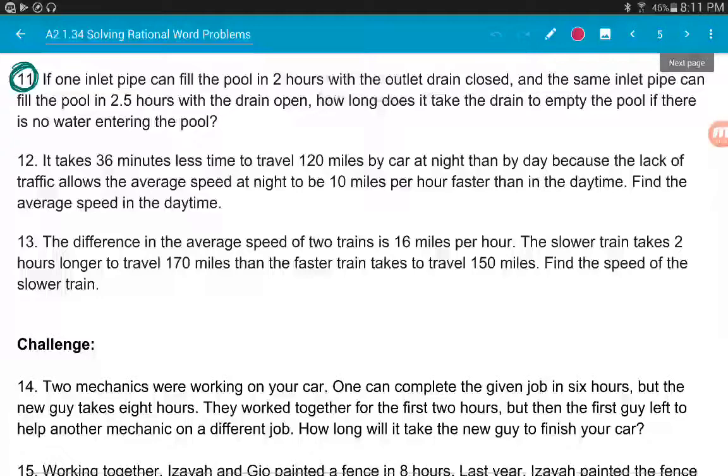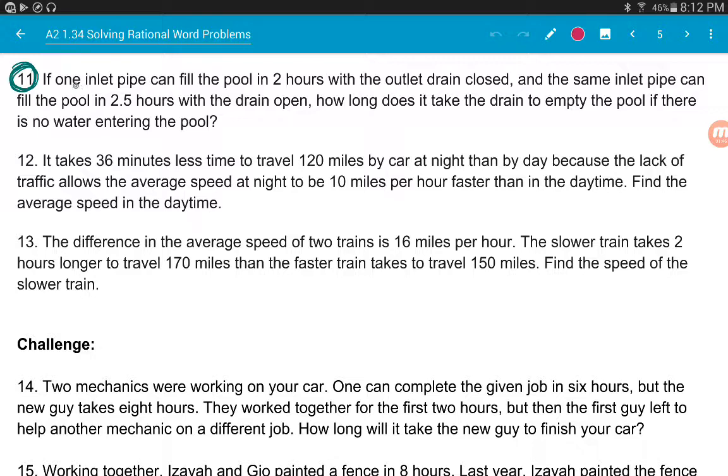If one inlet pipe can fill the pool in 2 hours with the outlet drain closed, and the same inlet pipe can fill the pool in 2.5 hours with the drain open, how long does it take the drain to empty the pool if there is no water entering the pool? So sort of a lot of things going on here, right? But let me see if I can break this down.